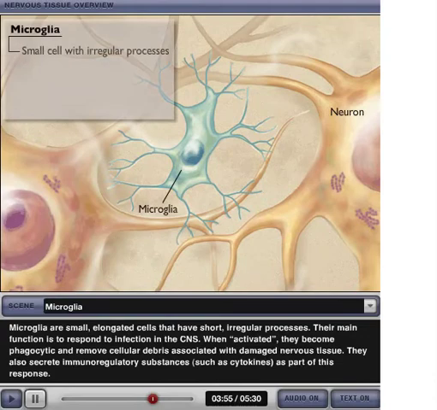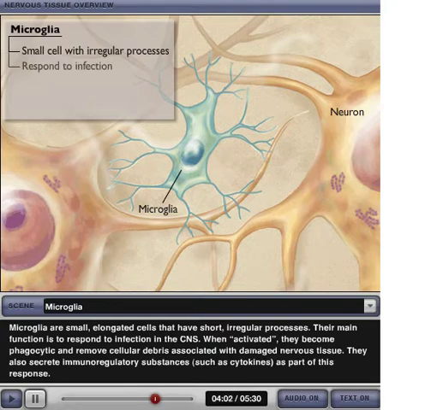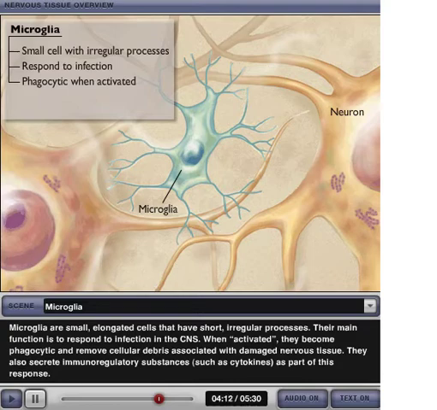Microglia are small elongated cells that have short, irregular processes. Their main function is to respond to infection in the CNS. When activated, they become phagocytic and remove cellular debris associated with damaged nervous tissue. They also secrete immunoregulatory substances, such as cytokines, as part of this response.